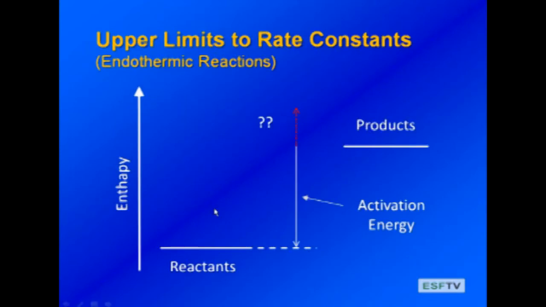In the context of this course, it's handy to get upper limits to rate constants. So this applies to endothermic reactions where the products are higher in enthalpy than the reactants. So consider a case where you know the enthalpy of reaction is positive, but you don't know the activation energy. The transition state has to lie above both products and reactants. It could be a lot above, it could be just a little above, but at least it has to be higher than the energy of the products. And if we have numbers for this, then we can use them.